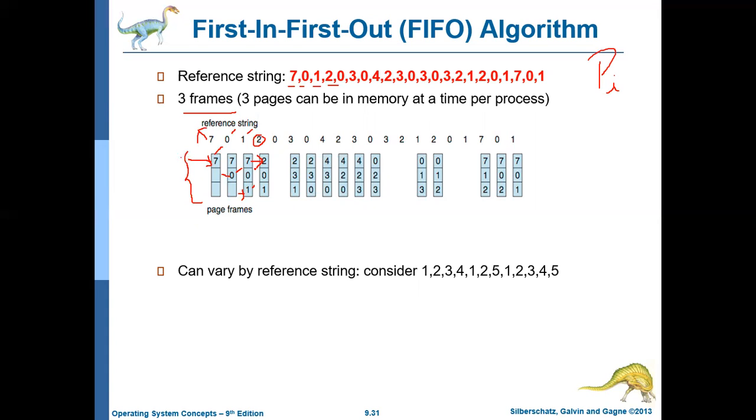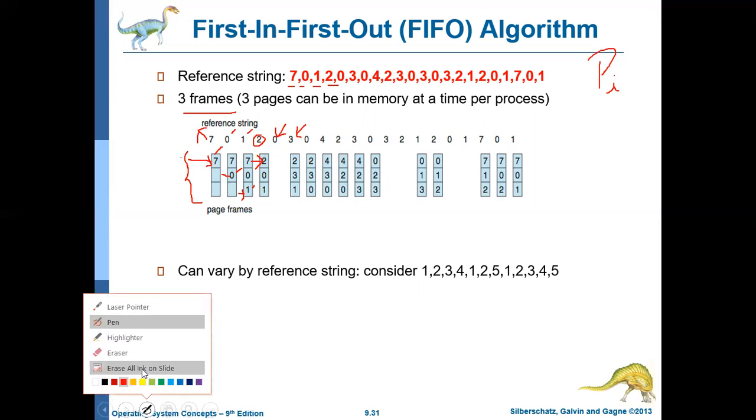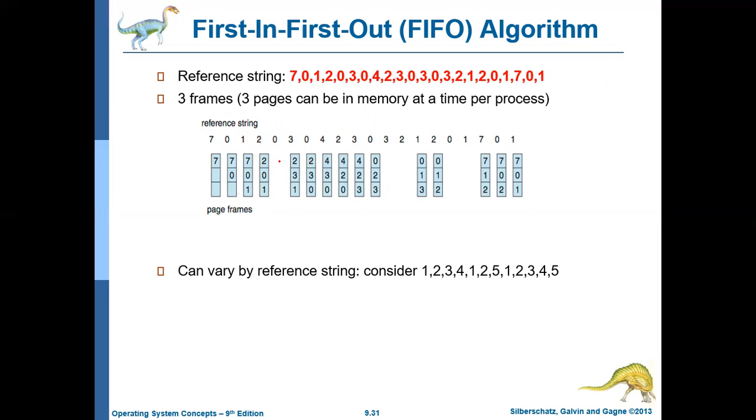Okay. Next request is page 0. Page 0 is already in the memory, so it won't create a page fault. Next is 3, so again, which page should it replace? The one which came first. Now 0 is the one which came first, after that 1, after that 2. So 3 will replace 0.